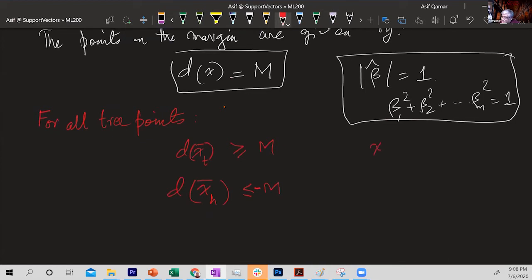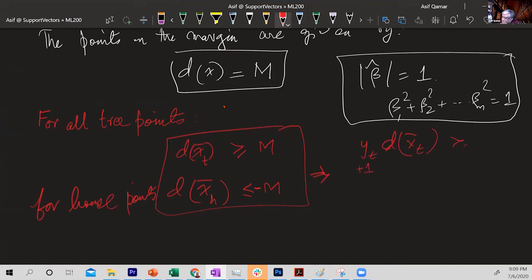Now, these are two different constraints, aren't they, guys? You would say, find me a river such that this constraint is fulfilled for tree points and that one for house points. So there's a clever mathematical trick. If you multiply this with the y for tree, which is +1, y tree times dx tree, it stays the same, because it is multiplying by +1. And so this constraint will remain.